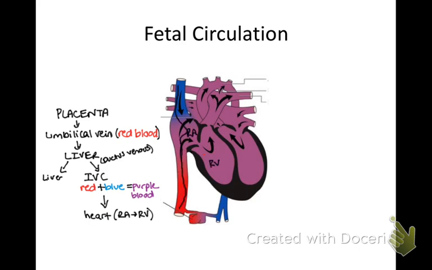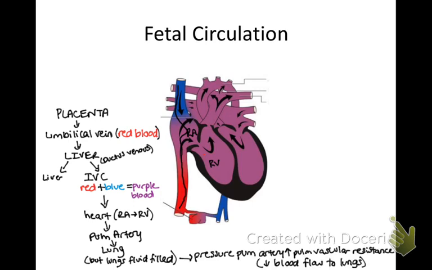So, again, now it follows the normal path. So we have this mixing of blood. It goes to the right atrium and heads to the right ventricle. And it goes to the pulmonary arteries because it wants to head to the lungs, just like normal. But those lungs are filled with fluid. So it's trying to head out to the lungs, but as soon as it goes there, the lungs are filled with fluid, so it can't pass through those capillaries. So the pressure in the pulmonary artery is high, so you have increased resistance, increased pulmonary vascular resistance.